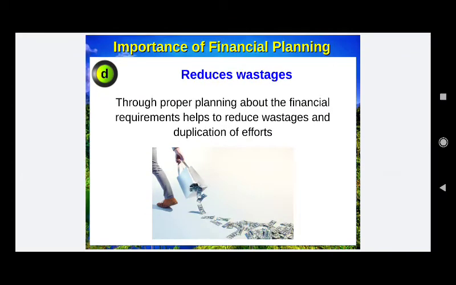Proper financial planning about the financial requirements will help to reduce the wastage and duplication of effort. It will stop the company from spending money which is not of much use, and help the company to reduce unnecessary expenses, because unnecessary expenses only increase the burden, and the company is not going to get any benefit from them.